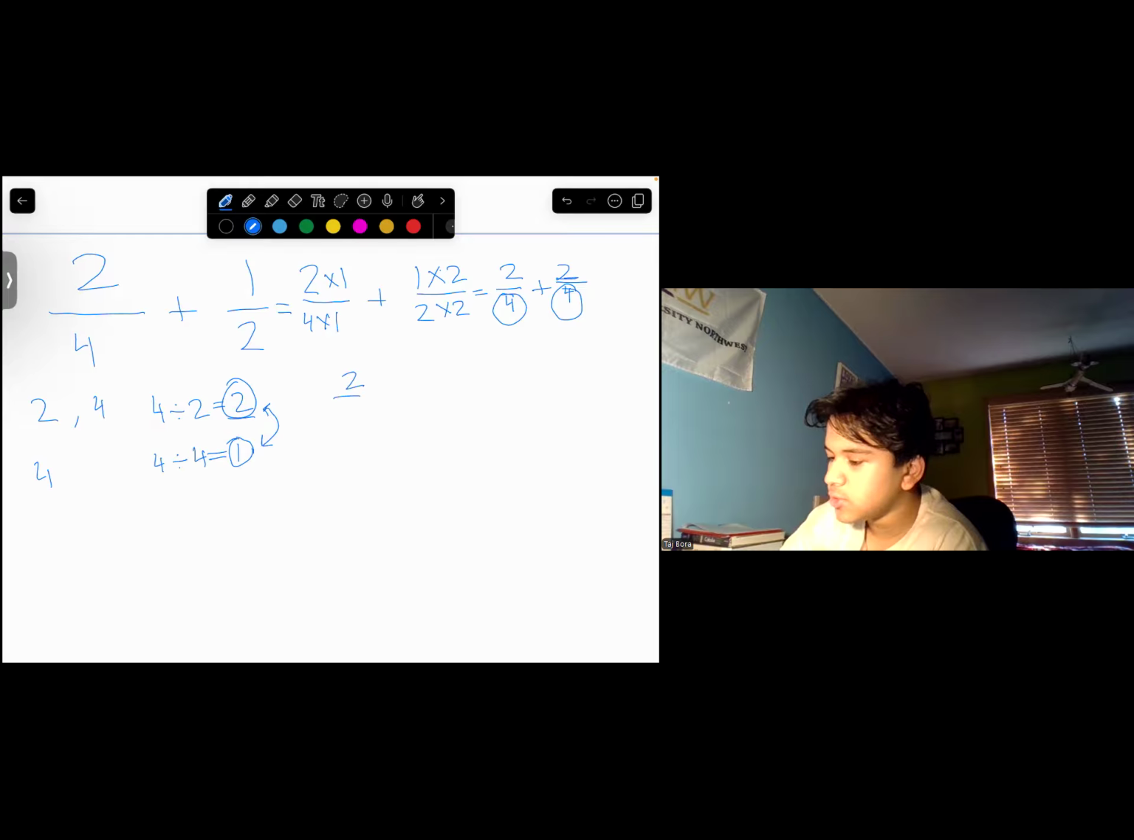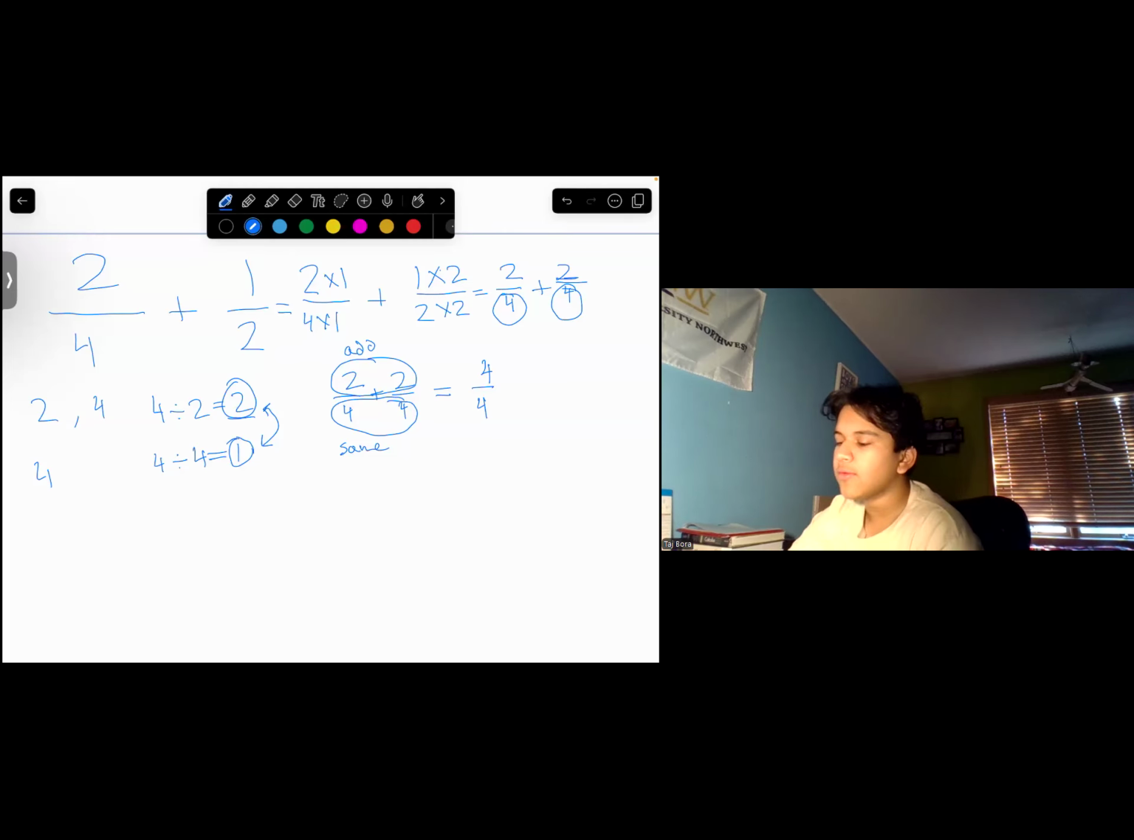So now once we get the bottom numbers, it's much simpler because we keep the bottom numbers the same and we only add the top numbers together. So keep the bottom the same, but then add here, add or subtract. So this would be 4 over 4 because 2 plus 2 is 4, but then you keep 4 the same.